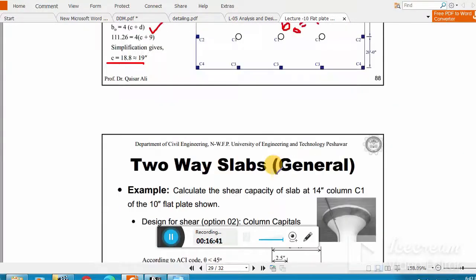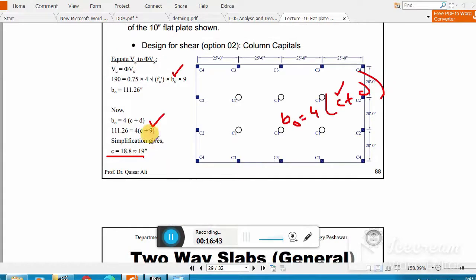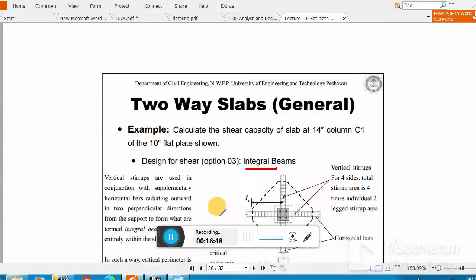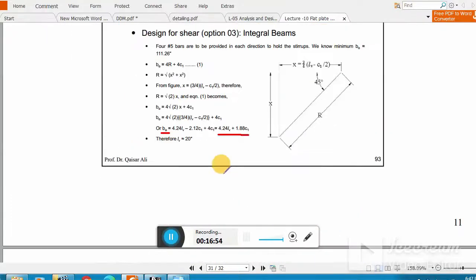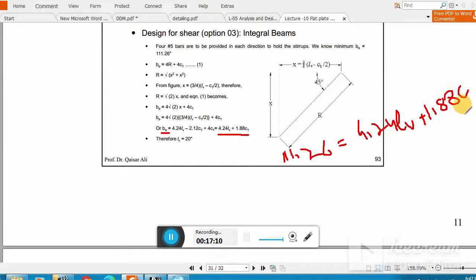Okay, so beta naught equals 111.26. You compare that with the equation, placing beta naught here: 111.26 equals 4.24 LV plus 1.88 C1. So C is 14, and you just need to shift this value here, leaving LV.